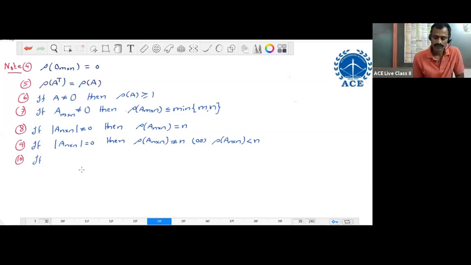Note point number 10. Rank of I n equals n, where I n is the unit matrix of order n. Every unit matrix is non-singular because the determinant of a unit matrix is the product of its diagonal elements, 1 1 1 1. Because it is non-singular, its order is its rank. Non-singular, so its rank is n. Next, the 11th.